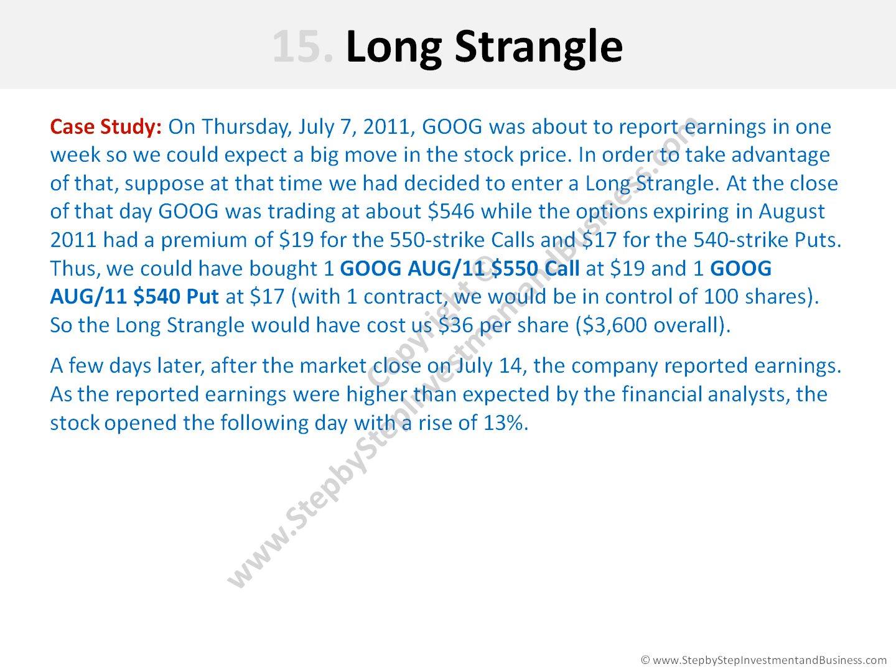With one contract, we would be in control of 100 shares. So the long strangle would have cost us $36 per share, that is, $3,600 overall. Notice that both the call and the put are out of the money. A few days later, after the market close on July 14, the company reported earnings. As the reported earnings were higher than expected by the financial analysts, the stock opened the following day with a rise of 13%.